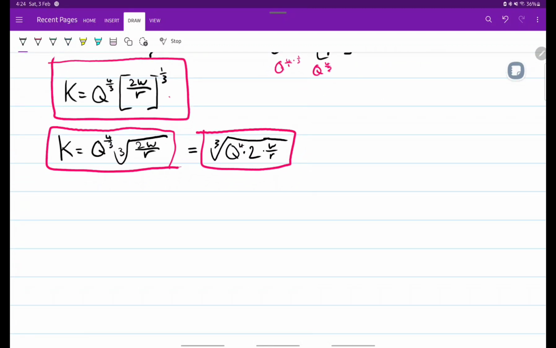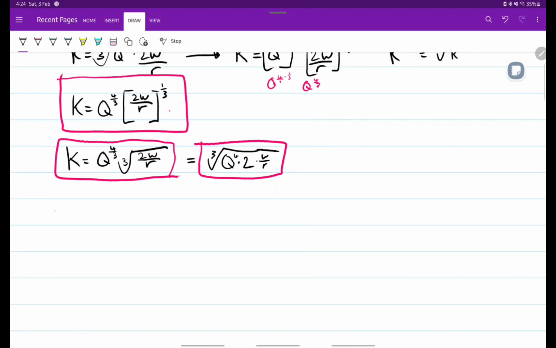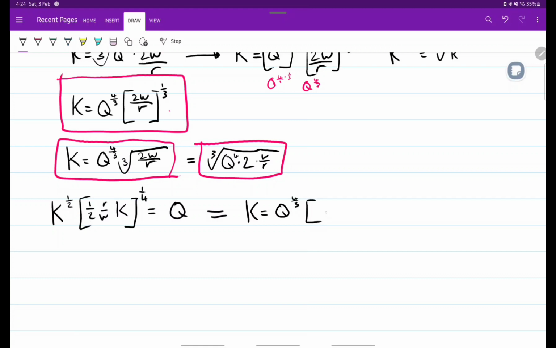So to finish off, I'll rewrite the original equation. And that is what we have done.